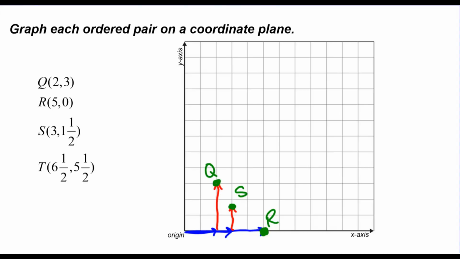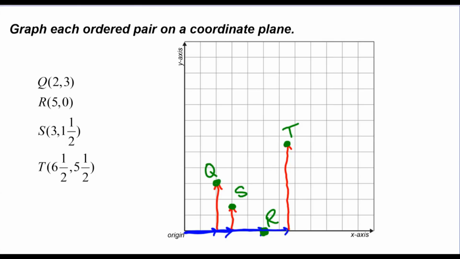And then finally, T is at 6.5, 5.5. So I'm going to come over 6, 1, 2, 3, 4, 5, 6.5. So halfway between 6 and 7. And then I'm going to go up 5.5 in the y direction. 1, 2, 3, 4, 5.5. And so T is going to be right in the middle of that grid right there. So there's point T. So that is locating and graphing points on the coordinate grid.